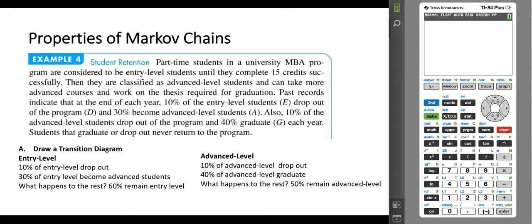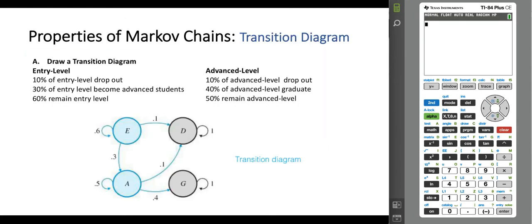So what we want to do is draw a transition diagram of this information. So here's what it looks like. E is entry level, D is dropout, A is advanced level, G is graduate. I know it might look a little confusing with these lines coming out of here, but let's look at it one piece at a time. Let's look at E. What you want to notice are the arrows coming out of E. All of the arrows coming out of this circle have to add up to 1. 0.6, 0.3, 0.1, add up to 1. We have to account for everything that happens with entry level.